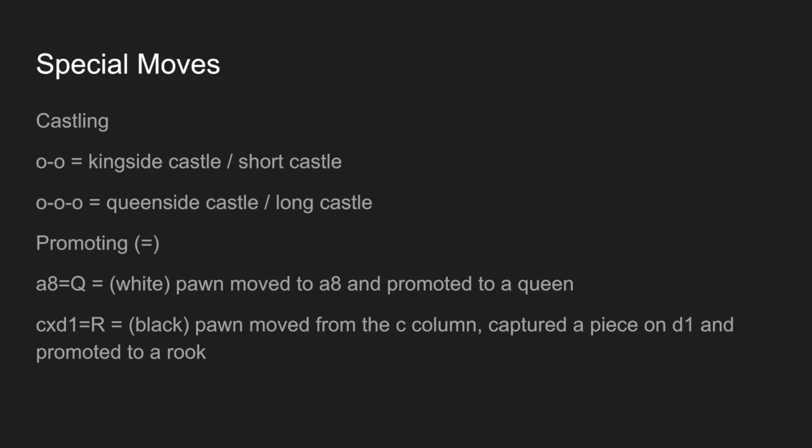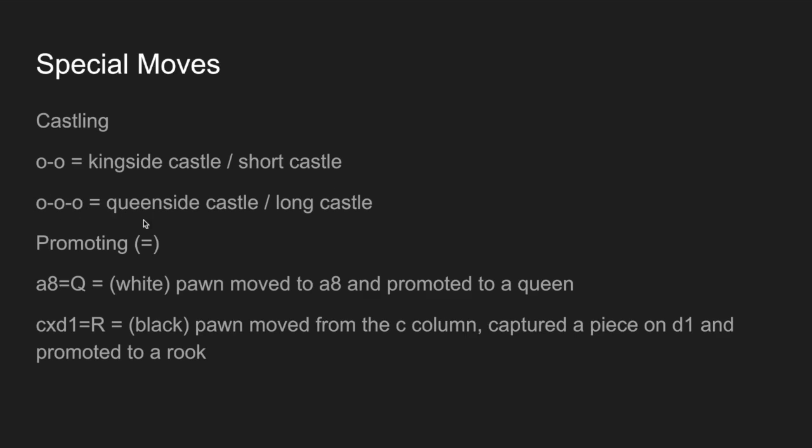There are also two special moves in chess, castling and promoting. So for castling, we write it as O's connected by hyphens. For short castle, kingside castle, it's two O's connected by one hyphen. And for queenside castle, it's three O's connected by two hyphens.